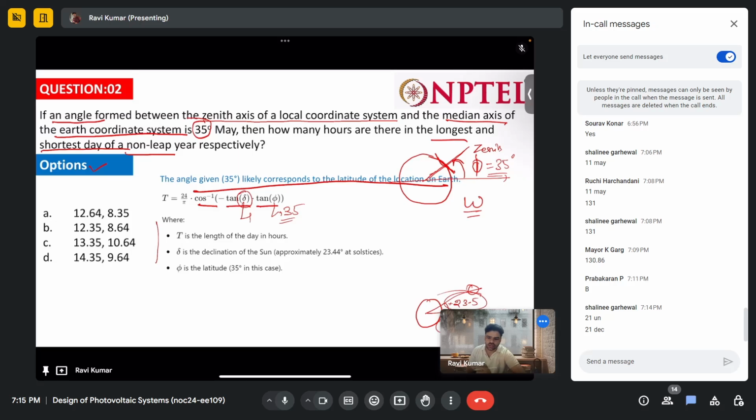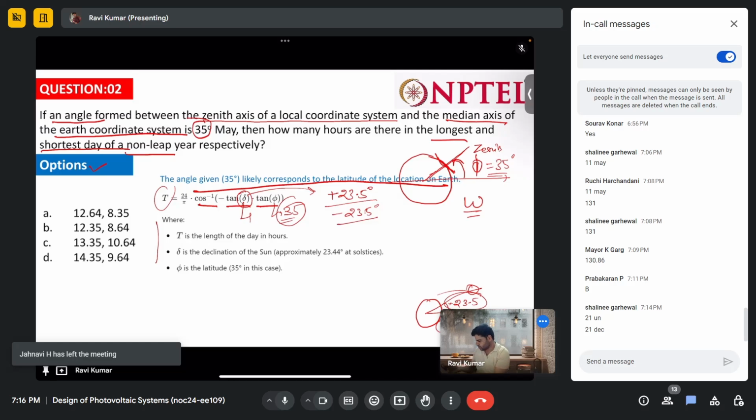So you just need to put delta as positive 23.5 degree, negative 23.5 degree, and put phi 35 and calculate this T. Now at least calculate. I will also calculate. Calculate, guys, please.